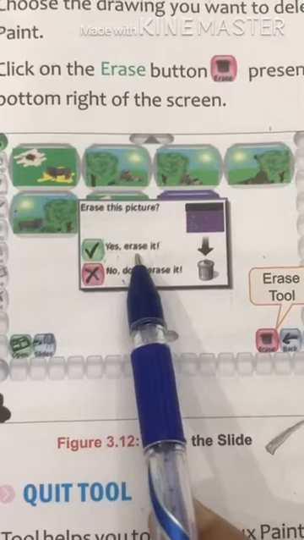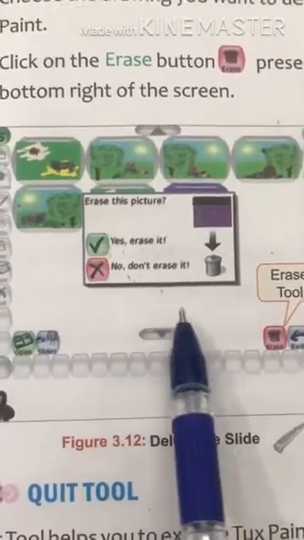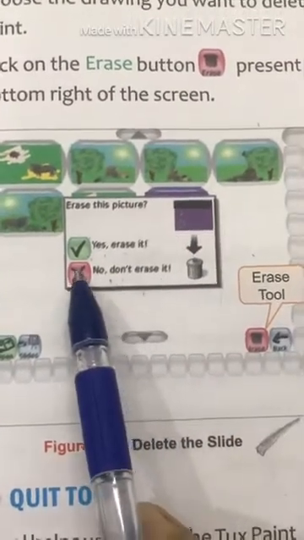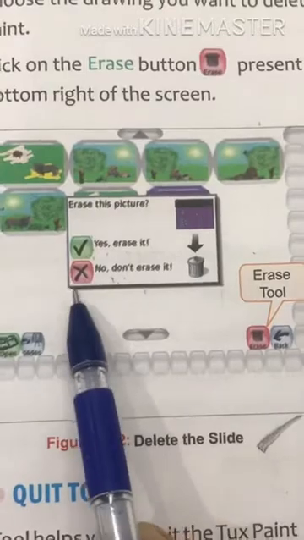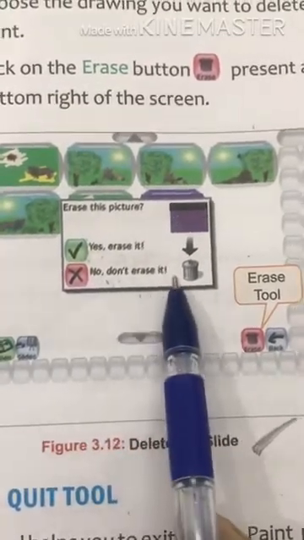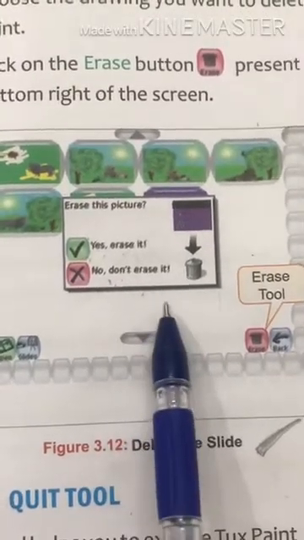That means yes, erase it. Then click on it. If you really don't want to delete, and it was selected by mistake, then you will click on this button, that is the red one. Red one means no. So no, don't erase it. So we will select this button and your drawing will not be deleted.